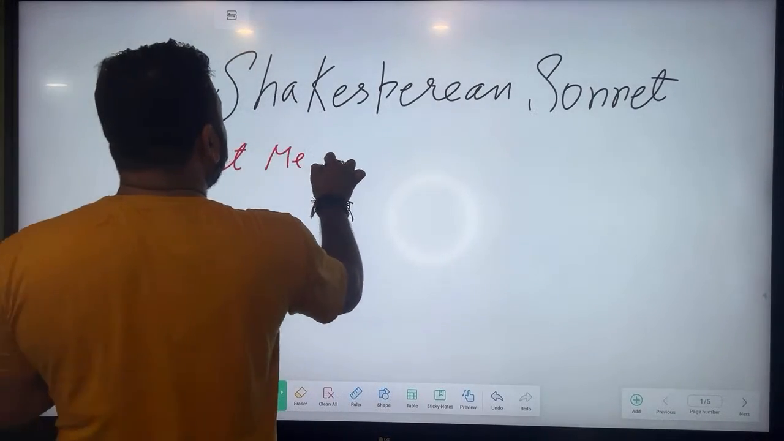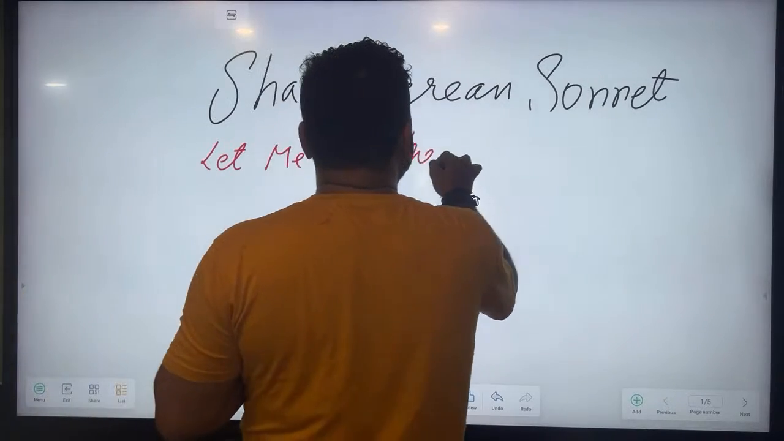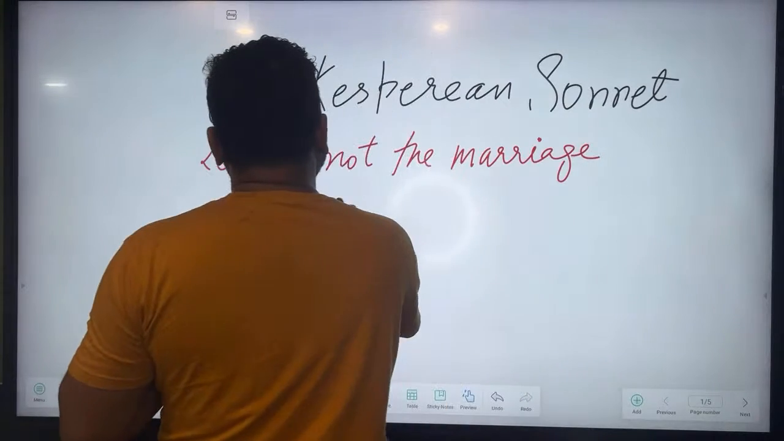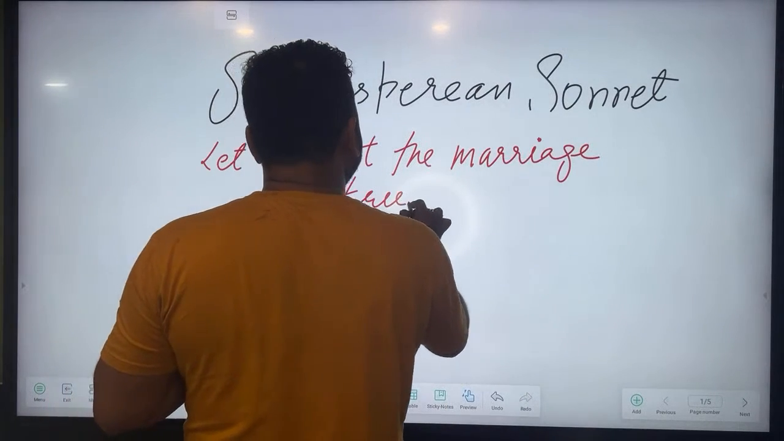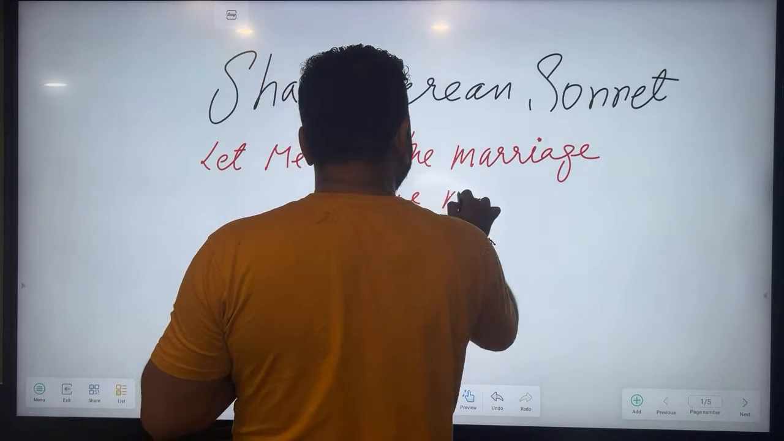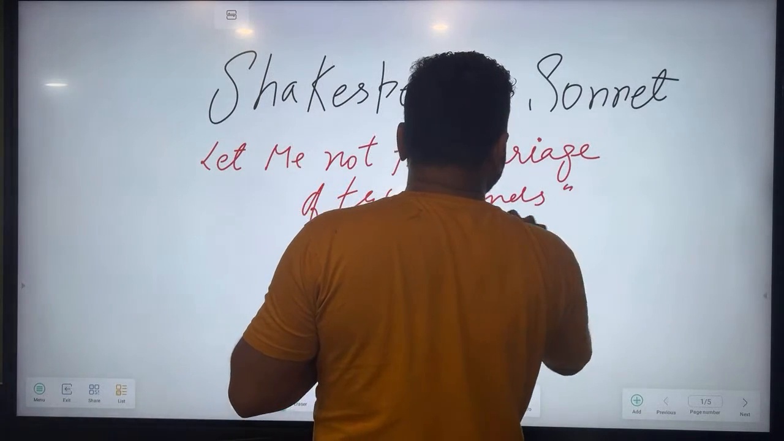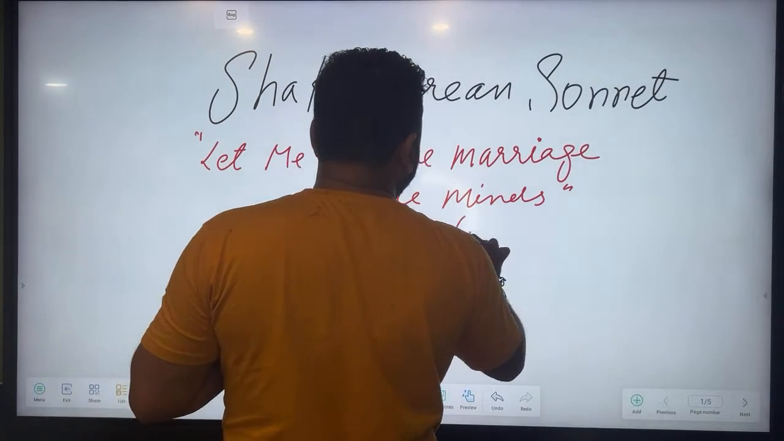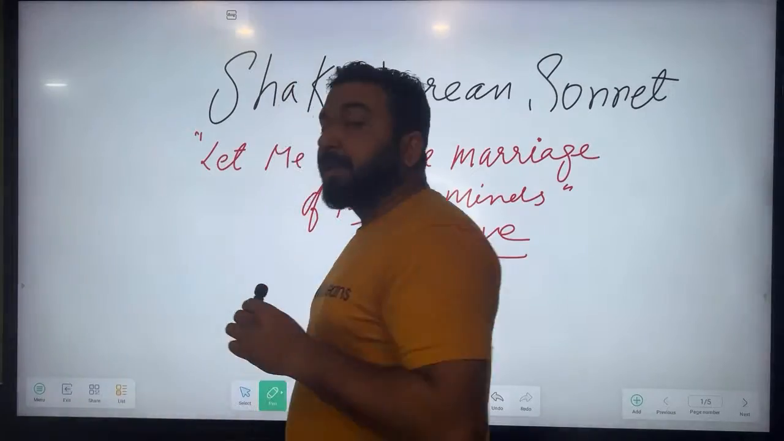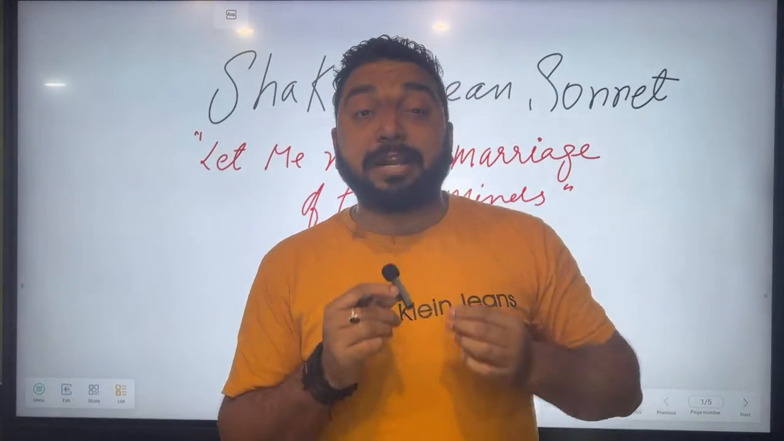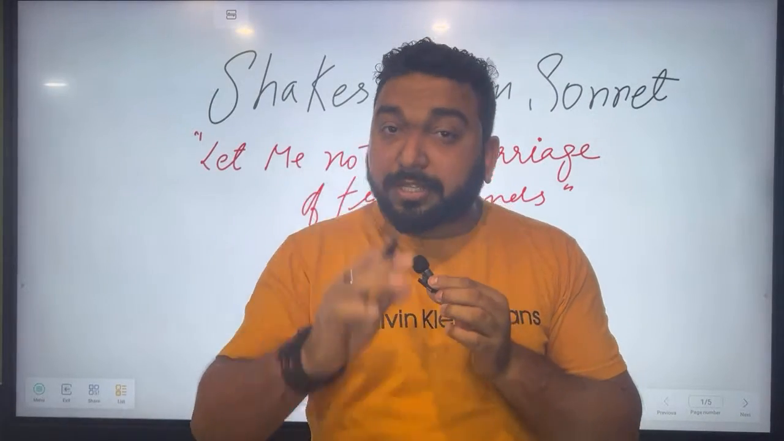Let me not the marriage of true minds. In this sonnet he talks about true love. Here he talks about true love. True love is not love that admits impediments, that changes with the time, that is time's fool. So he talks about true love.